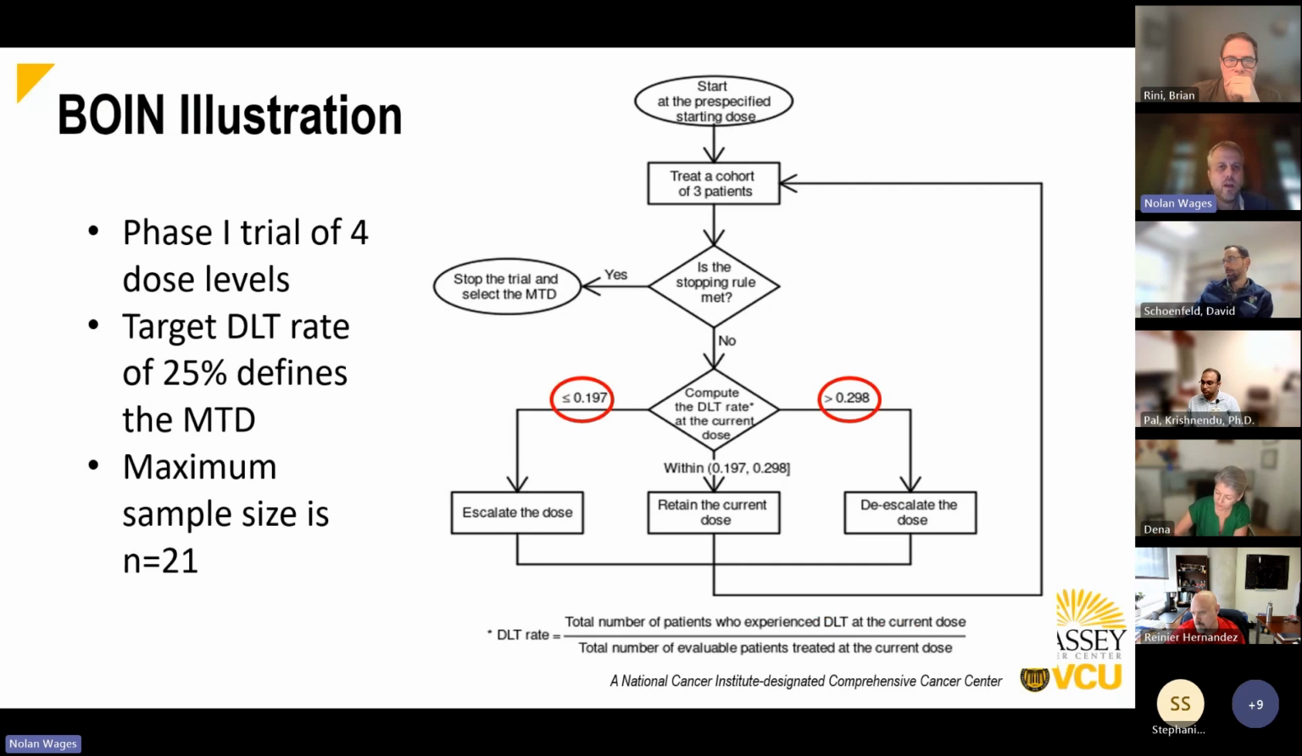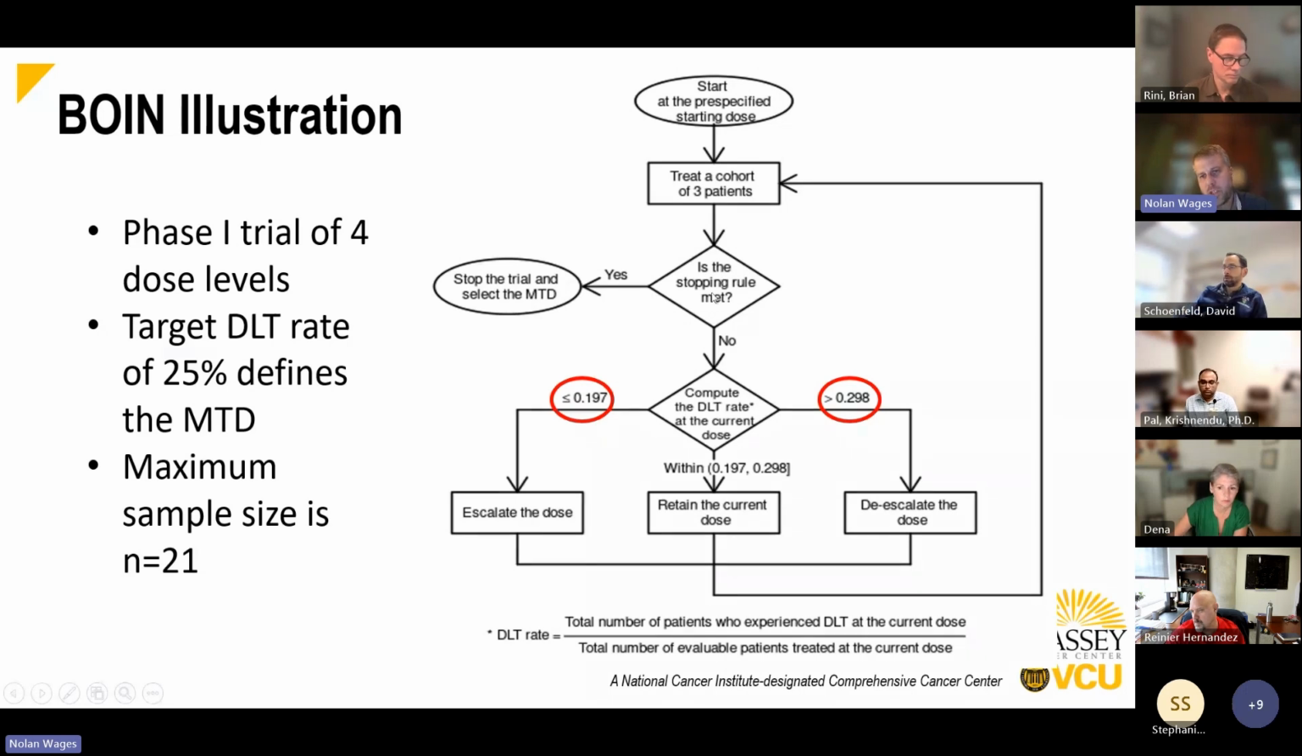So we're going to talk about one specific model-assisted design, which is called the Bayesian Optimal Interval Method, or BOIN. Let's suppose we have a phase 1 trial of 4 dose levels like we did in the CRM and a target DLT rate of 25%. This flow chart simply explains how this works. So we're going to start at some pre-specified starting dose and treat a cohort of 3 patients at that dose. It could be another cohort size, but this example has 3 patients as the cohort size.